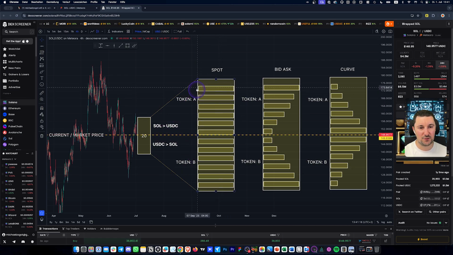With the spot strategy, you can use it for most stable pairs, not for meme coins, because those are more volatile, and when it's more volatile, it brings more risks. So you could very fast get an impermanent loss. We will talk about it in a second.